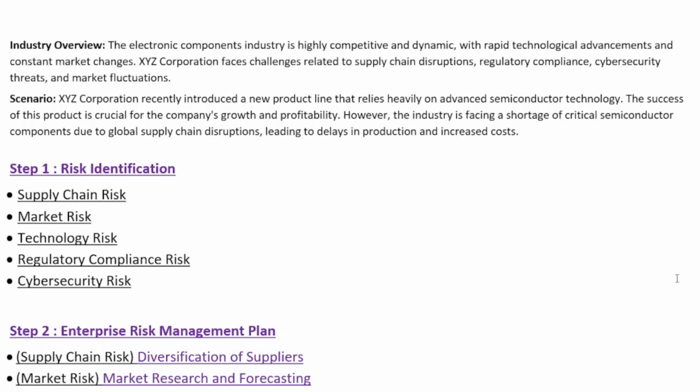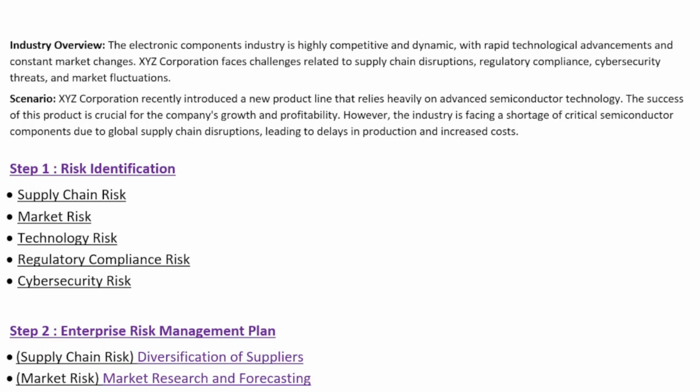At number four, we have regulatory compliance risk. The electronic components industry is subject to various regulations, and non-compliance could result in legal and financial consequences. So there is regulatory compliance risk as well. At number five, we have cybersecurity risk. With increased reliance on digital technologies, XYZ Corporation faces the risk of cyber attacks that could compromise sensitive data or disrupt operations as well. So all these are the possible risks associated with XYZ Corporation. Now that we know the storms, I mean all the possible risks, how can XYZ Corporation prepare for them? That is the next question.